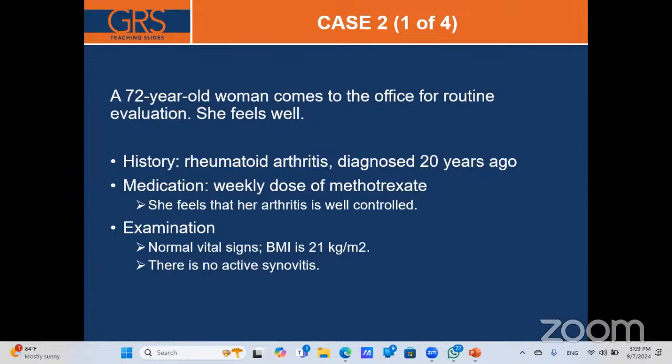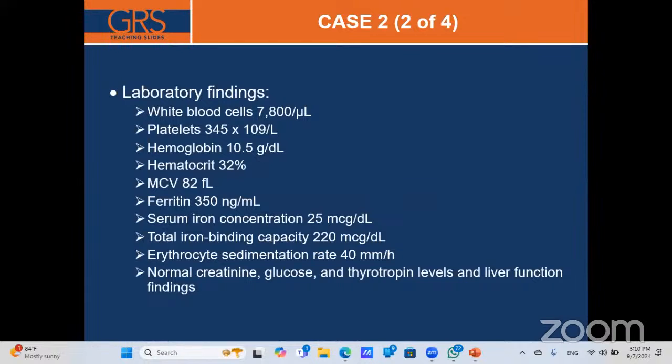The laboratory findings, next slide, Dr. Muram. The white blood cell count is normal and platelets normal. She has a hemoglobin level of 10.5 gram per deciliter. Hematocrit is 32%. The mean corpuscular volume is 82. She has normocytic anemia. The ferritin level is elevated, 350, and serum iron concentration is low, 25. The total iron binding capacity is low as well, 220. The erythrocyte sedimentation rate is high, 40, and she has normal creatinine, glucose, and thyrotropin levels and liver function findings.